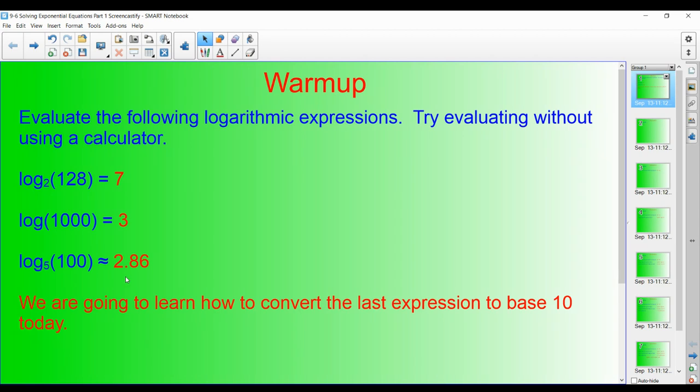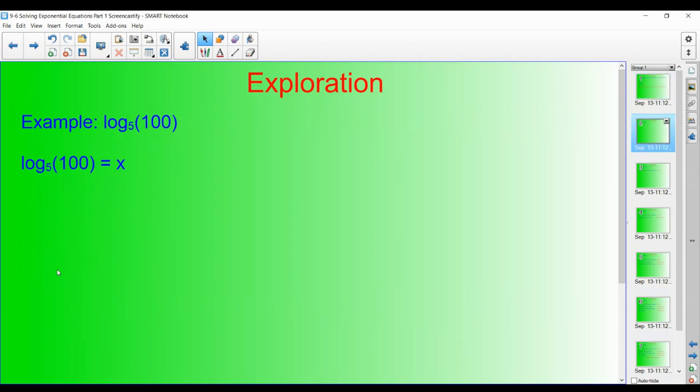Now, I'm very aware that some of your calculators have the base button where you can change the base. But we're going to learn that everything should be converted to base 10, or to the base of a natural log if we're dealing with base e. So how do we deal with this? We're going to learn how to change the base, how to convert it from base 5 to base 10.